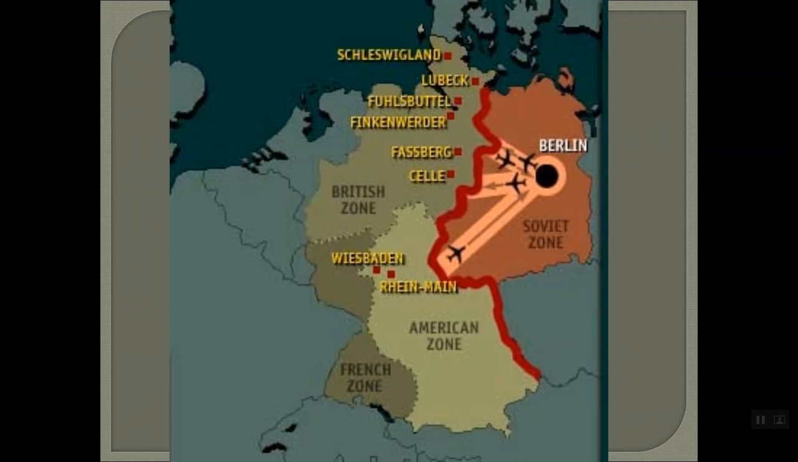So here's a map of Germany showing you how it's divided. We have 3 zones controlled by the Western countries. That would be British, French, and American zones.